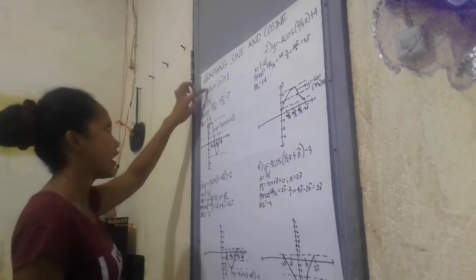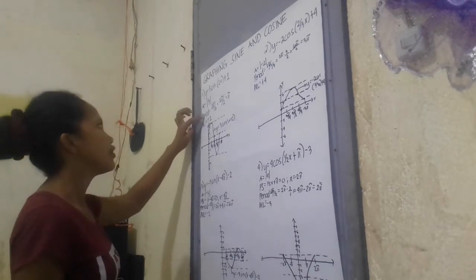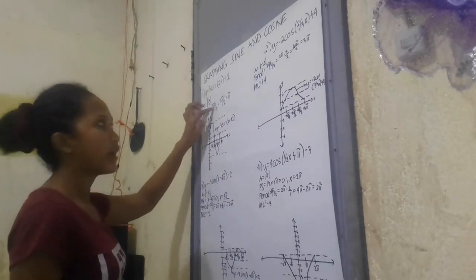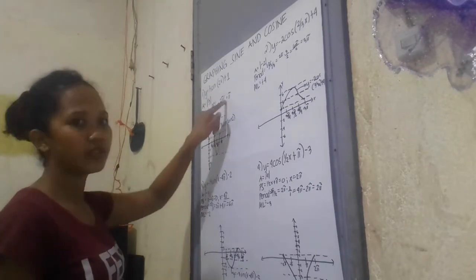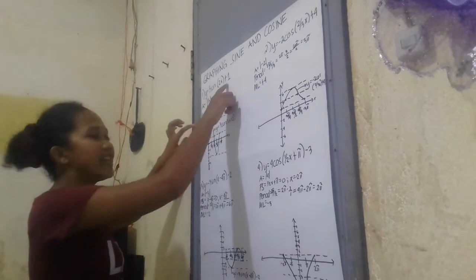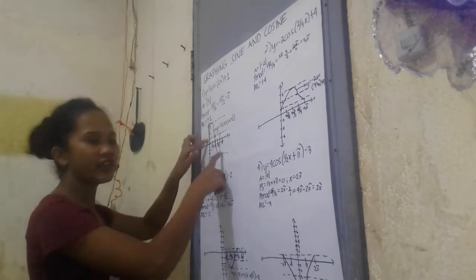Our a is our amplitude, which is equal to 3. Then the period is equal to 2 pi over b, or the 2. So 2 pi over 2 is equal to pi. Then our d is our middle line, which is positive 1. So we have here the graph.